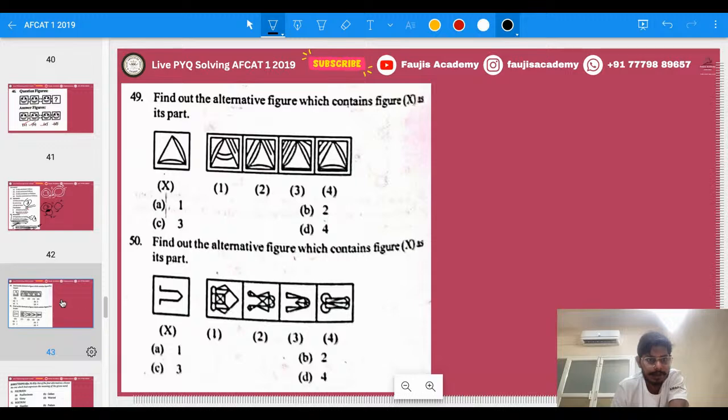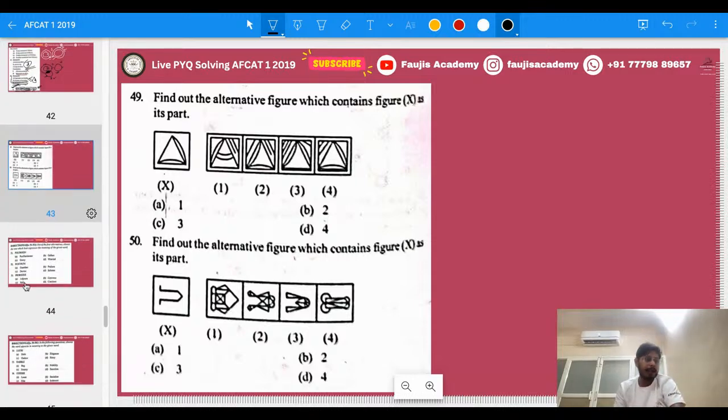All right, guys. Yeah, this one, embedded figure. Embedded figure, guys. 49. Okay, 49. The answer option is none other than the last one, D.